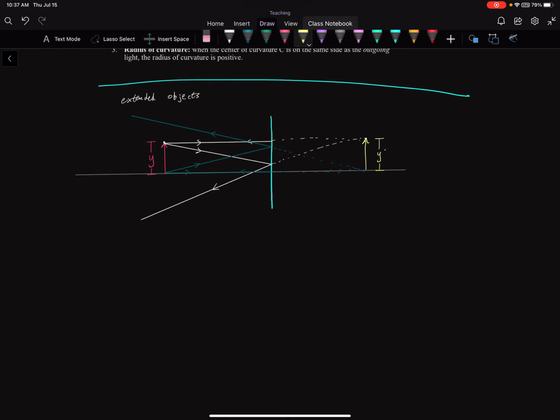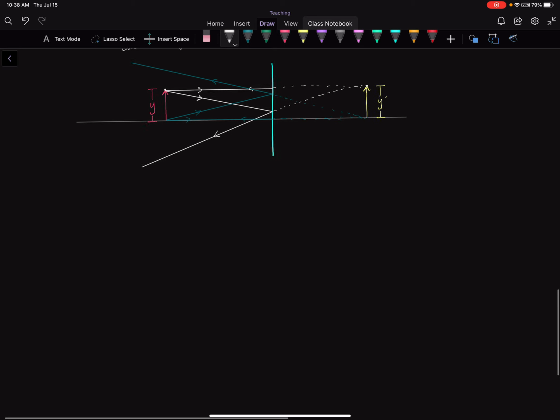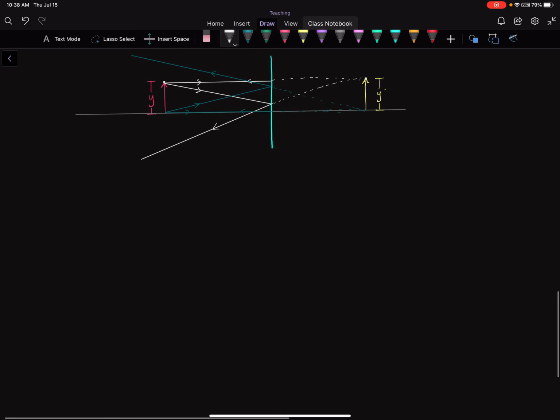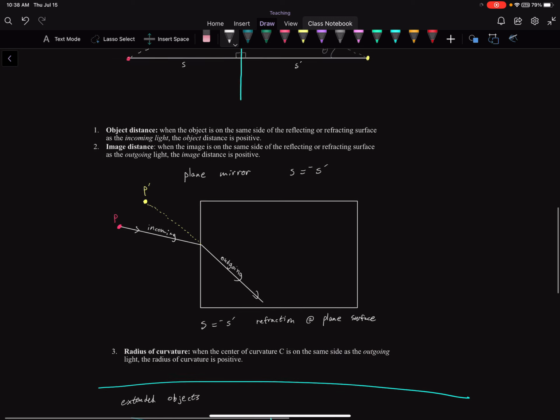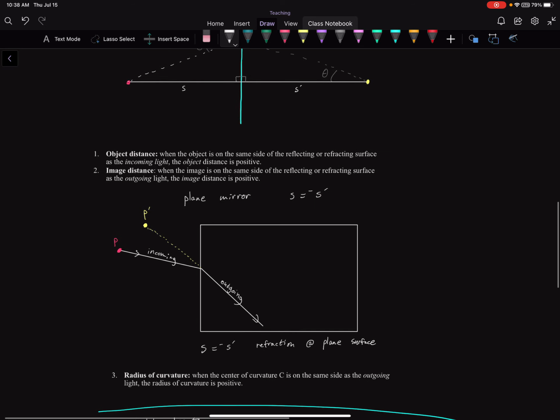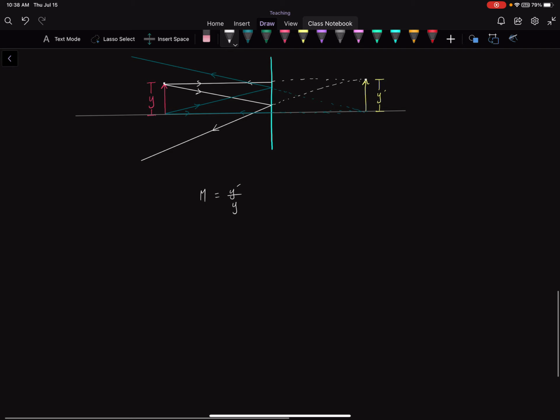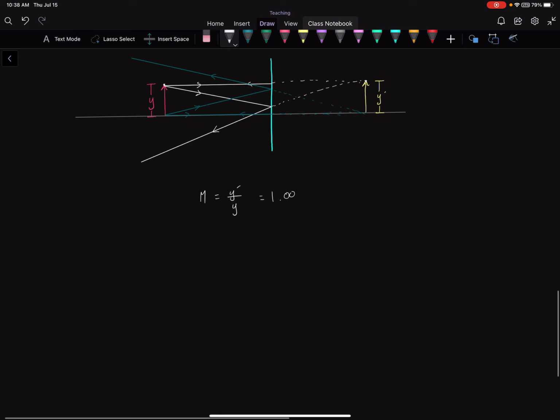And so while it's not that exciting for a plane mirror, we can still define this lateral magnification, given by m, of the object in its image. And so that would be y prime over y. And since the object distance and image distance are equal, we can say that the magnification is just 1, which is no magnification, right? It's like a multiplier. All right, so that closes it out. Next we'll talk about reflection at a spherical surface.